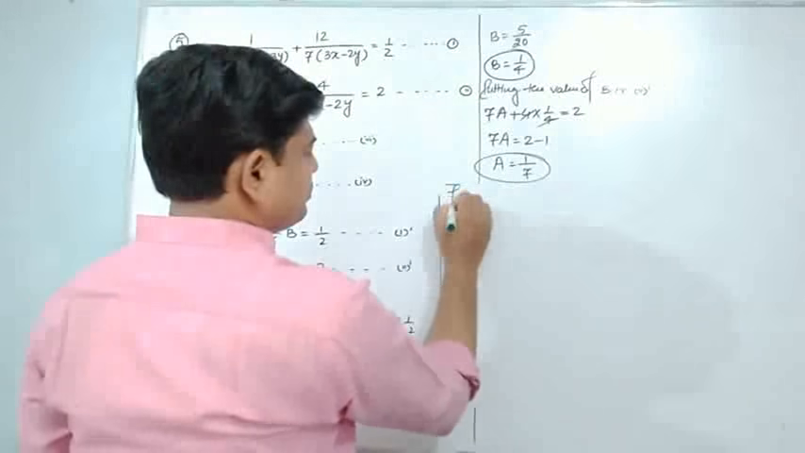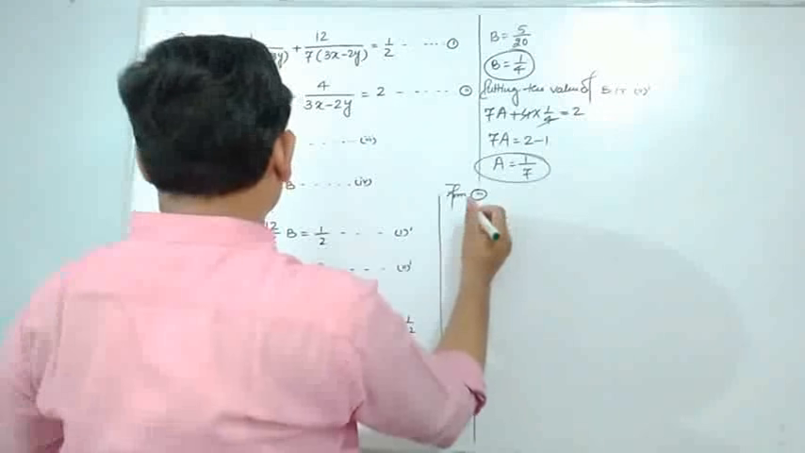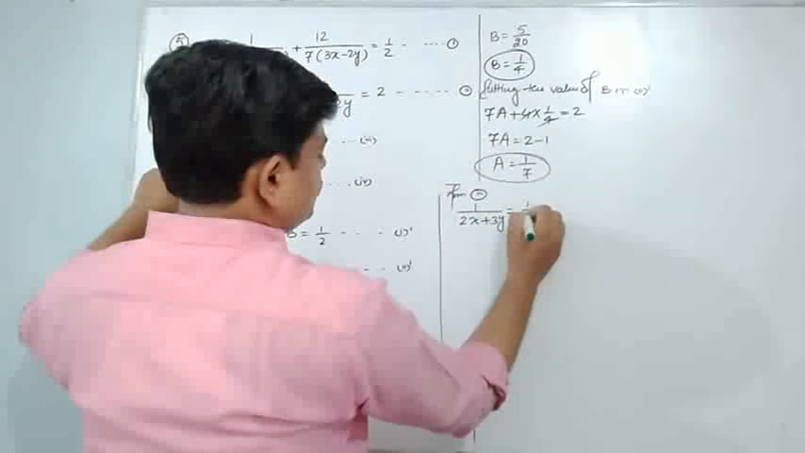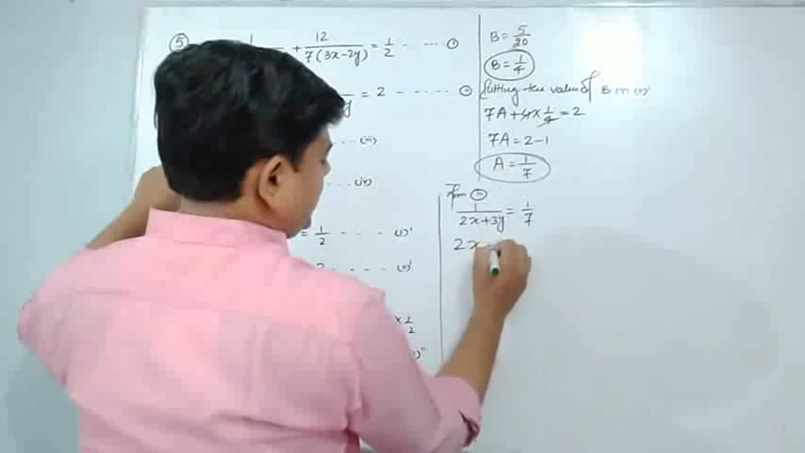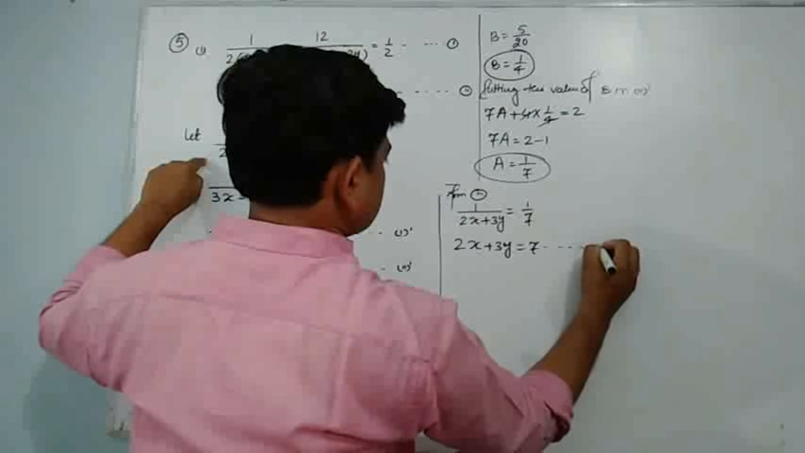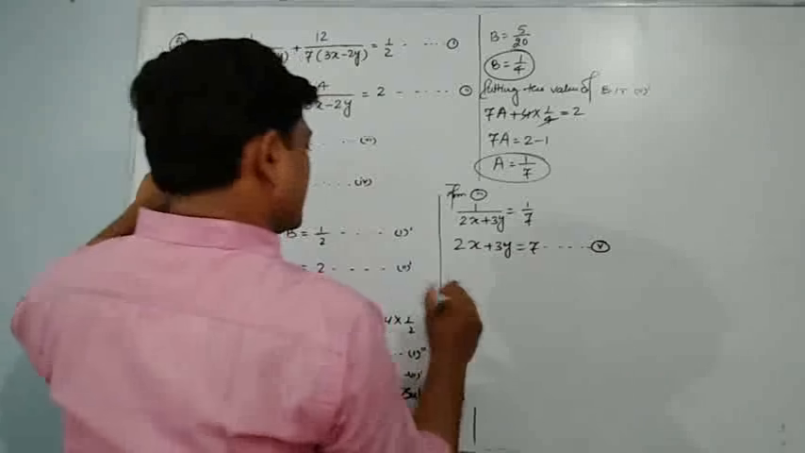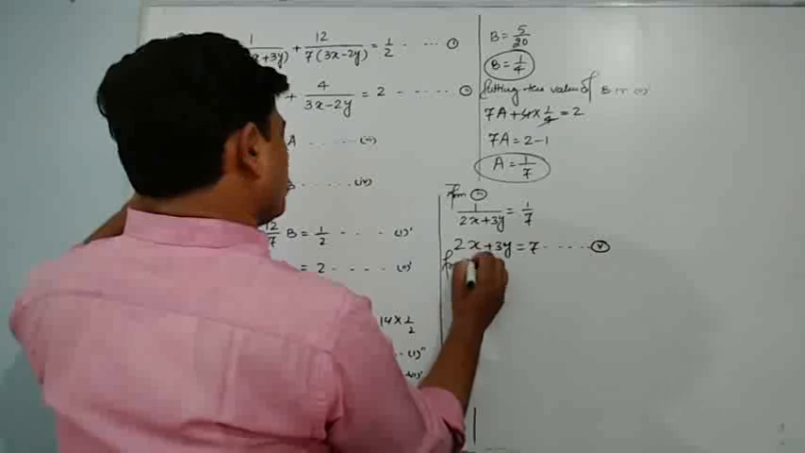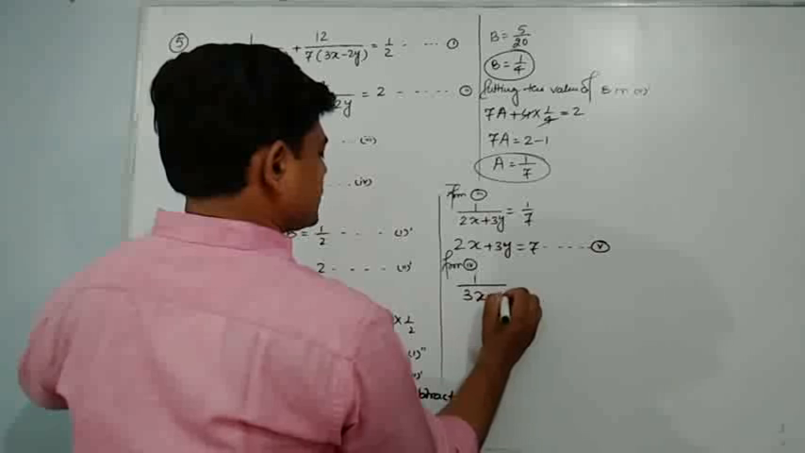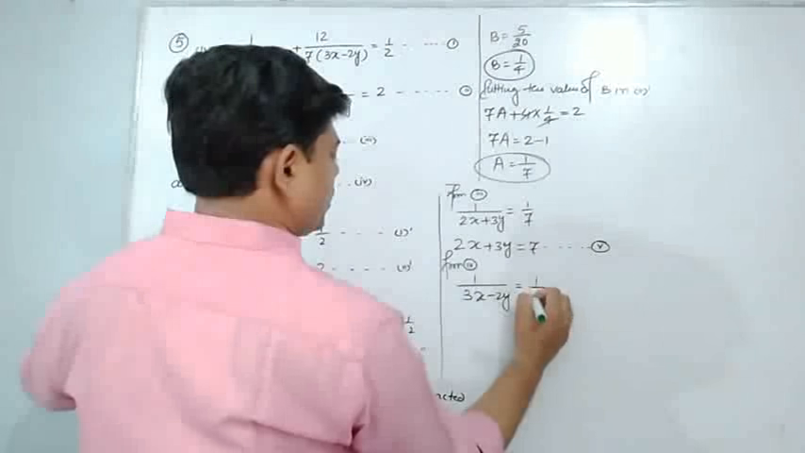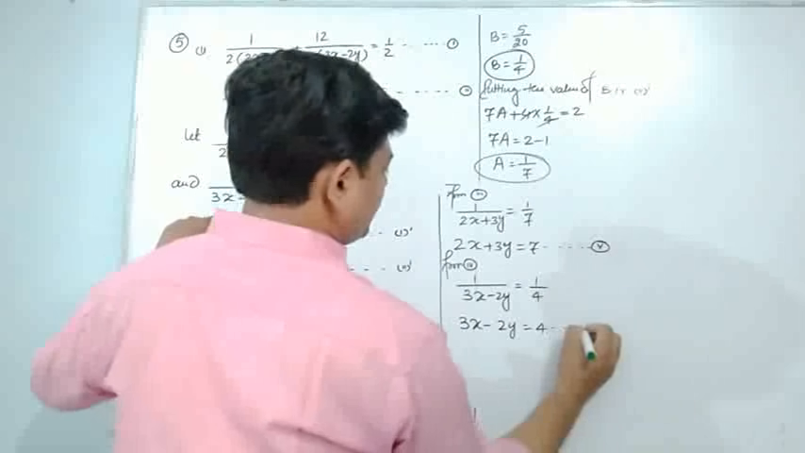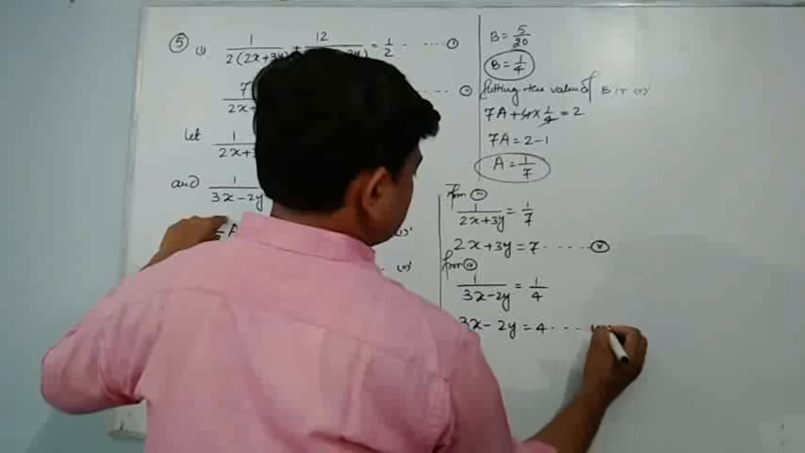From the third one, I can write 1 upon 2x plus 3y is equal to 1 upon 7. It means 2x plus 3y is equal to 7, and this can be written as the fifth equation. And from the fourth you can see 1 upon 3x minus 2y is equal to 1 upon 4. Then 3x minus 2y is equal to 4, and this is equation number 6.